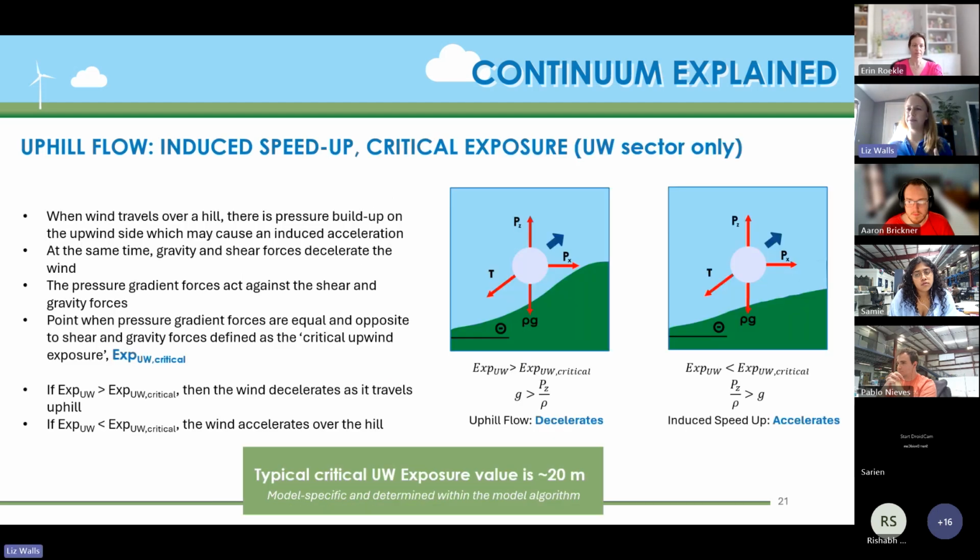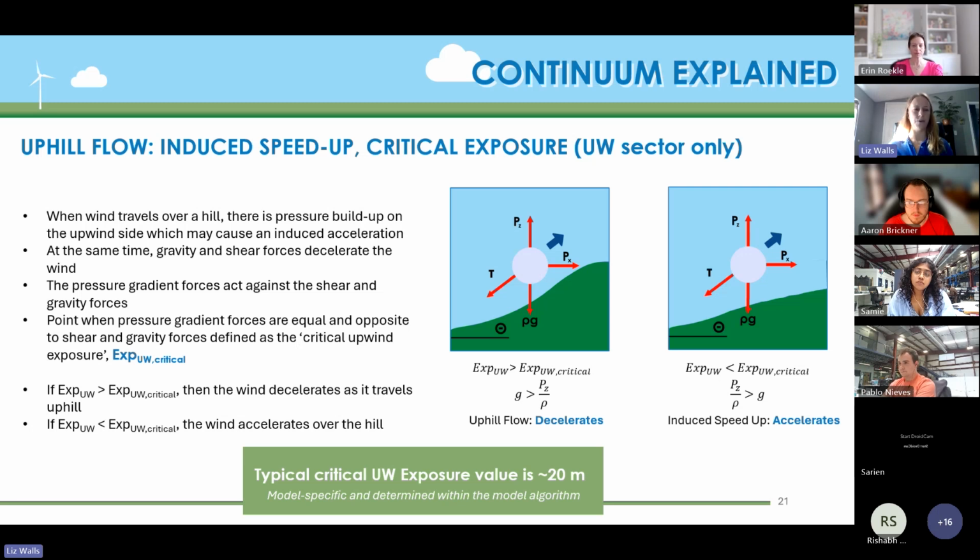All right, I'm going to take it a step further. So uphill is interesting. Uphill is not quite as simple as downhill flow. And the reason for that has to do with a phenomenon that we call induced speed up. Because what happens when wind is traveling over a hill, there's a pressure buildup just upwind of that hill. And what that does is it causes an induced vertical pressure gradient force and induces an acceleration over that hill. But at the same time, as we mentioned, as we're traveling uphill, we're fighting against gravity.